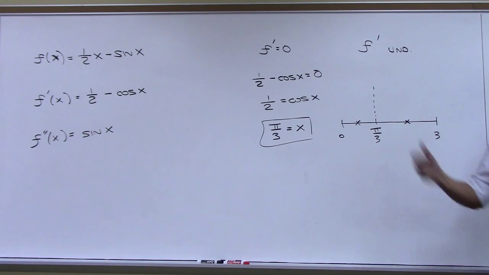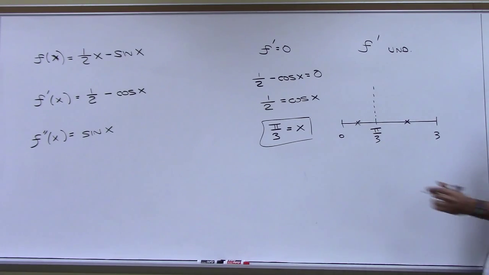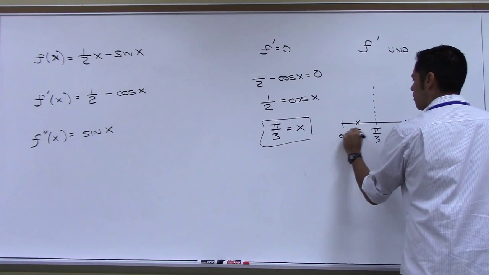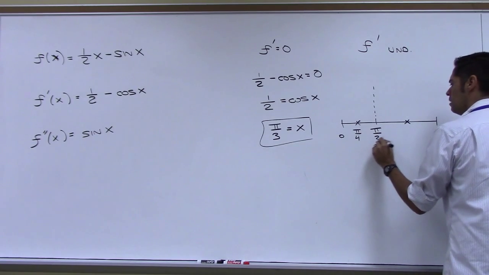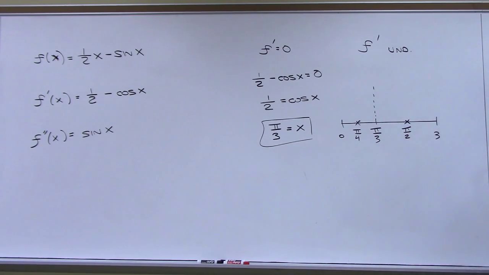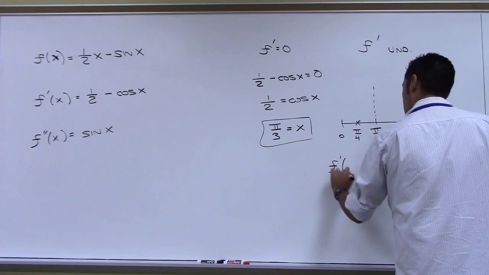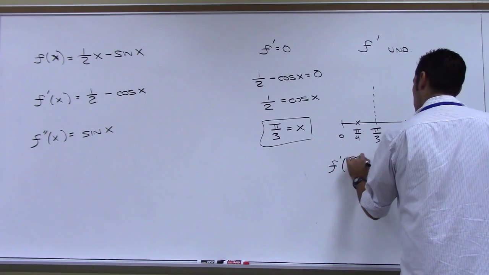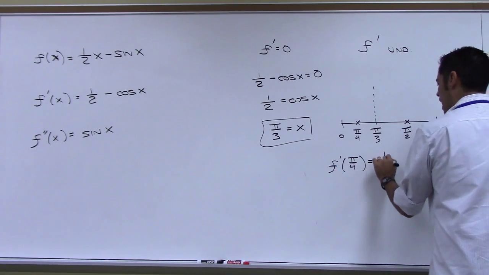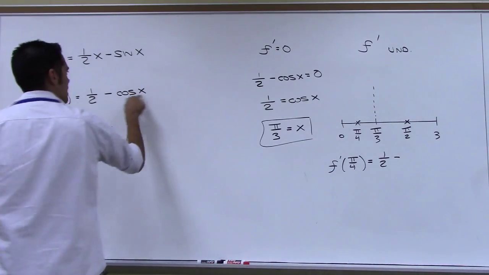Pi would be on this side. Pi over 4, pi over 6, right? I'll do pi over 4. I'm going to test that one, and then pi over 2 would be bigger, wouldn't it? All right, we're going to plug those into the first derivative. So let's try that. What's f prime of pi over 4? Well, that's 1/2 minus cosine of pi over 4, right?